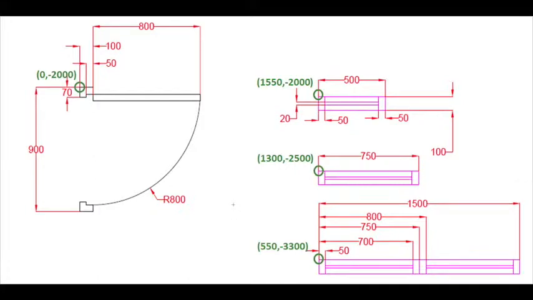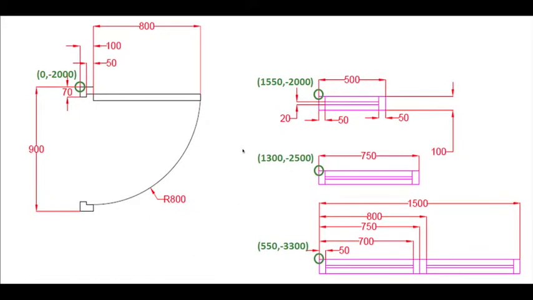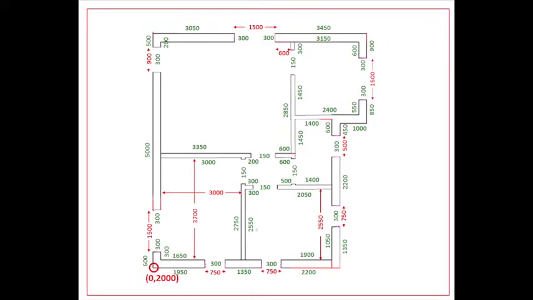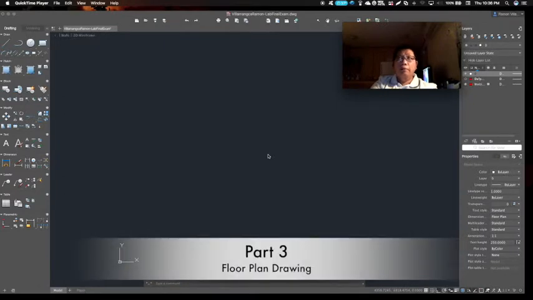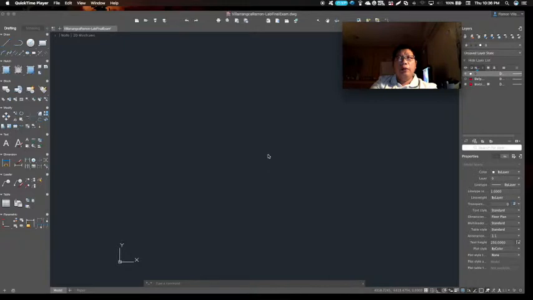So let me just pause this video to rearrange my computer screens because I would need the derived dimension, this doors and windows schedule, and this dimension plan. I need it on another screen to guide me as I draw, and I'll see you when we start drawing. Thank you. This is the part 3 where we draw the floor plan.